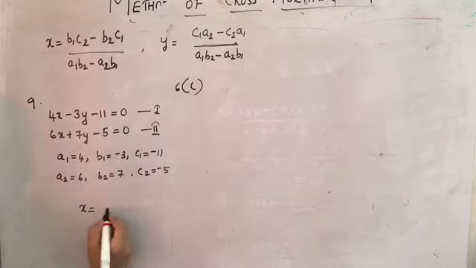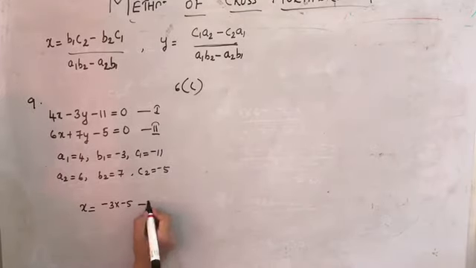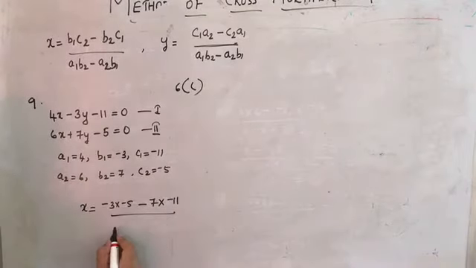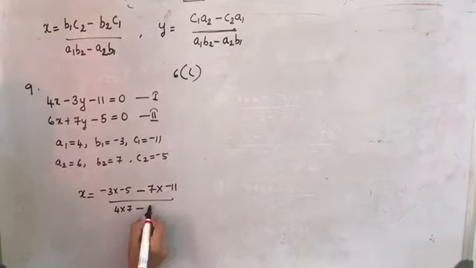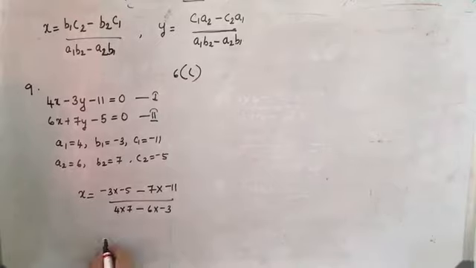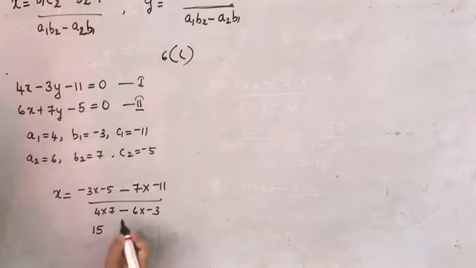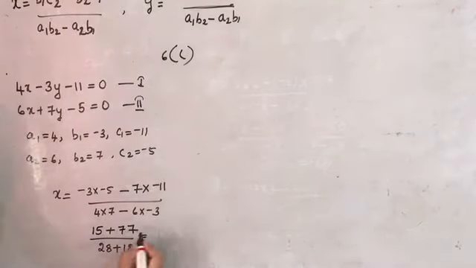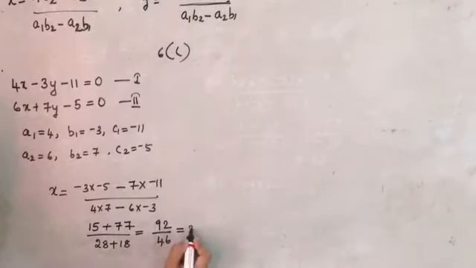x equals b1 c2. b1 is minus 3 into c2 is minus 5 minus b2 c1, that is 7 into minus 11, by a1 b2, a1 is 4 into b2 is 7 minus a2 b1, that is 6 into minus 3. x equals minus 3 into minus 5 is 15, minus into minus is plus 77, by 28 plus 18. So 15 plus 77 gives you 92 by 46, that is equal to 2.